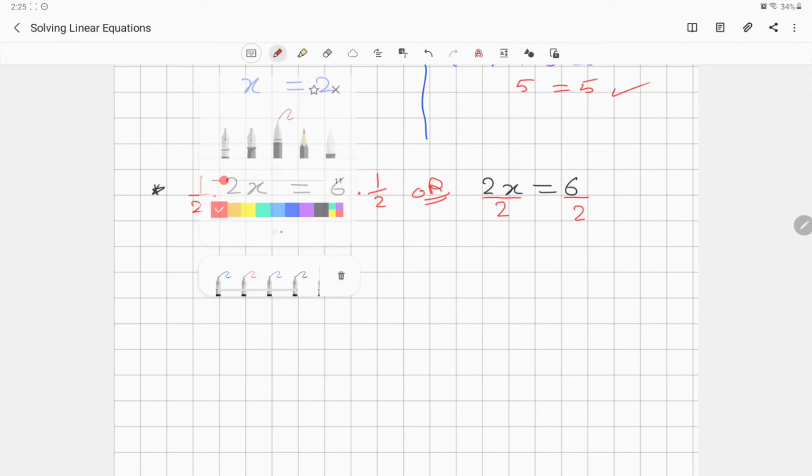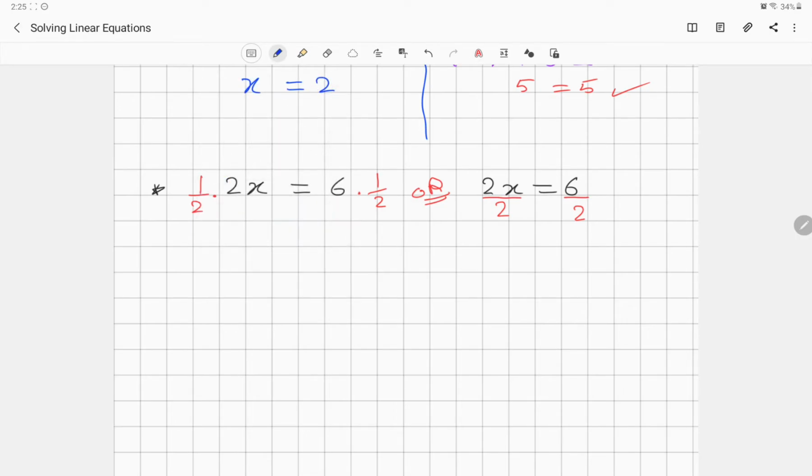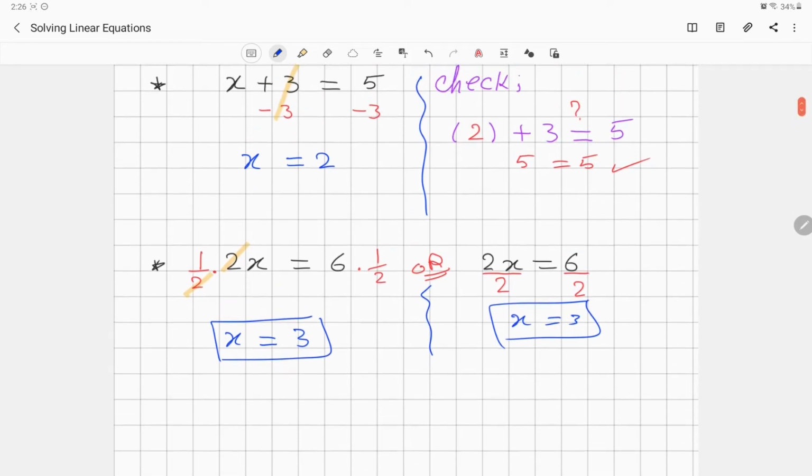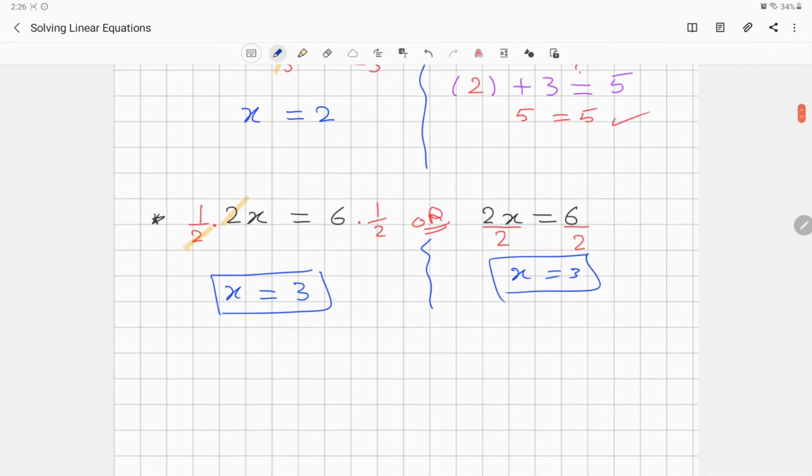So what's gonna happen? If you do this, 2 and 1 over 2 will be cancelled, so that will take you to 1 times x, which is the identity of multiplication. So 1 times x is x again, so that will take you to x equals 6 times half, which is 3, or 6 divided by 2, which is 3. Same thing, whatever you like, you can apply. That was a simple one-step linear equation.